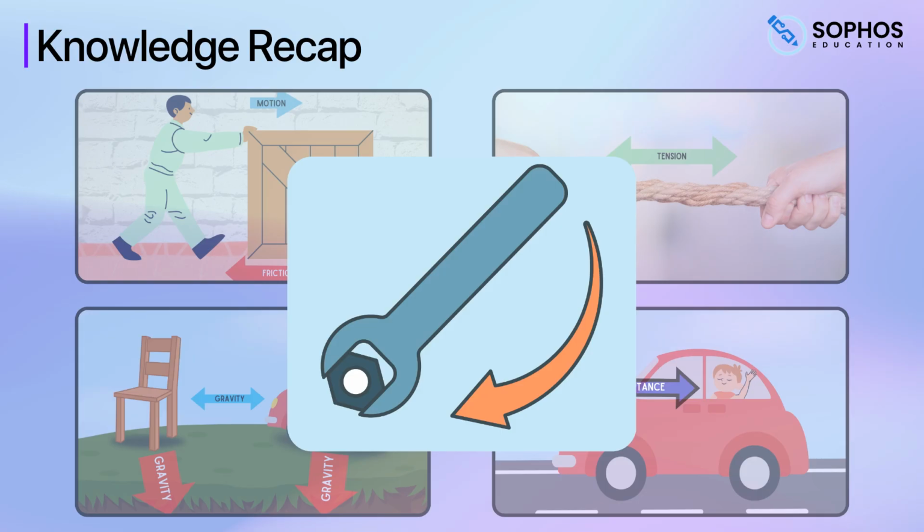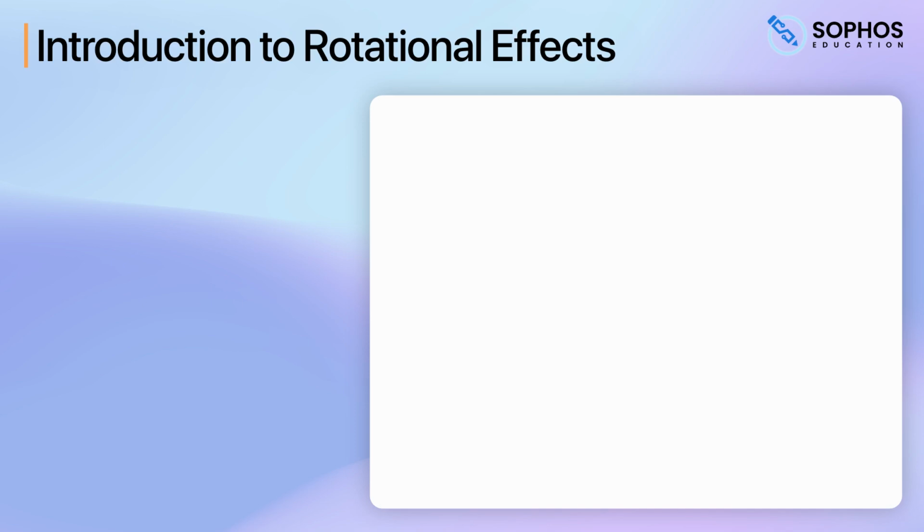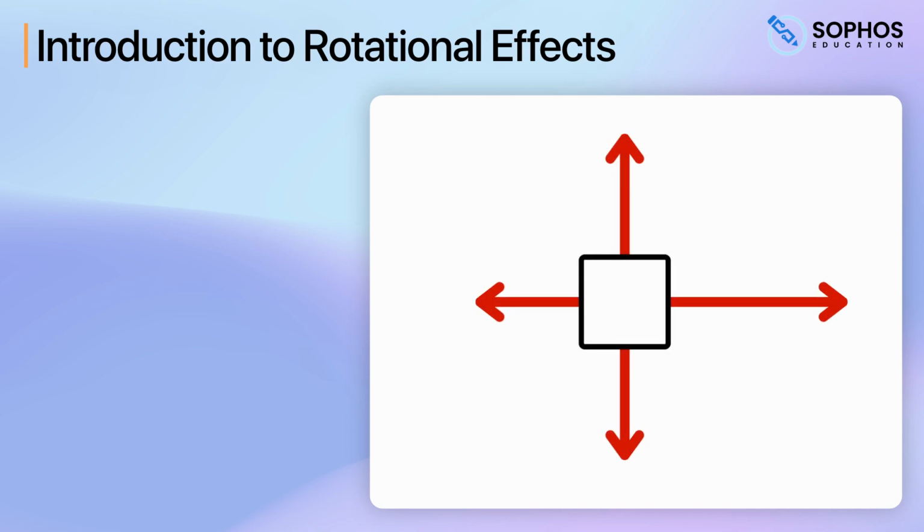Let's get started. The forces we've discussed so far have primarily been about moving objects in straight lines, whether forwards, backwards, or up and down. However, forces can also cause objects to rotate. This is another fundamental way that objects respond to forces.